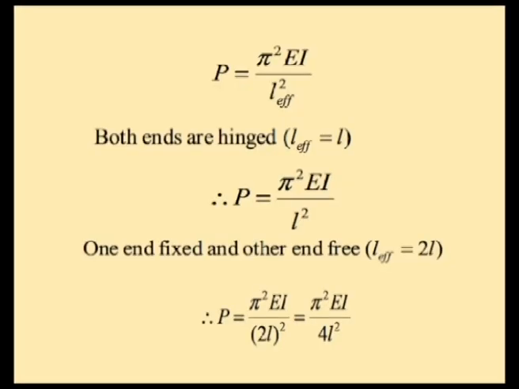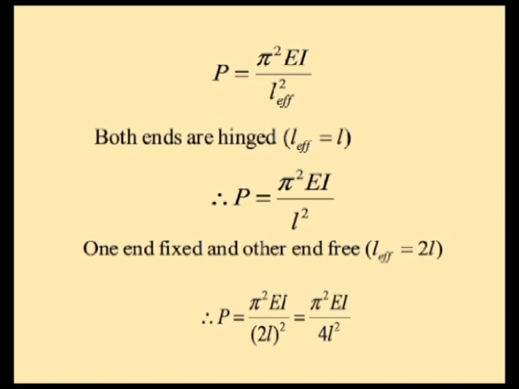So, we can remember the equivalent length formula or the crippling load formula in this manner also. In general, P is equal to pi squared E I by L effective whole squared, where L effective is the effective length of the column or the unsupported length of the column. So, L effective takes these values for different end conditions, and we have substituted these values of L effective and arrived at the same.